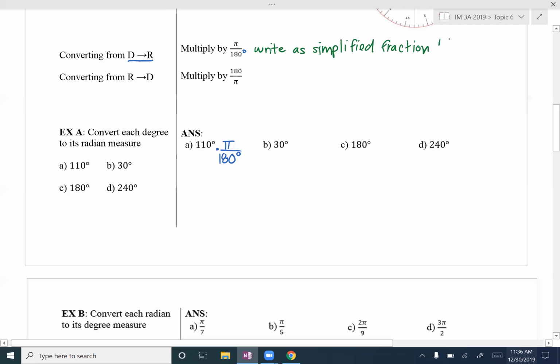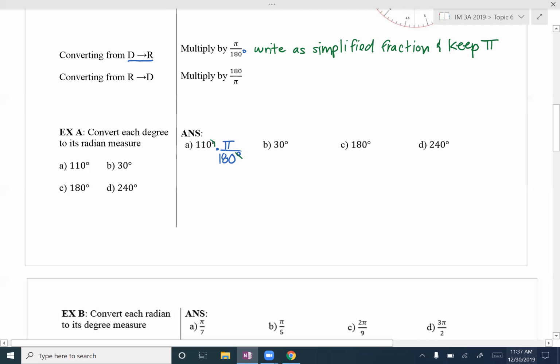And we want to keep pi in our answer. And so what I'm doing with this is I'm really reducing. And so the reason that I have the 180 degrees in the denominator is that when I'm converting units, I want my units to cancel. So think about that as the units, right? Degrees are a unit of measure.